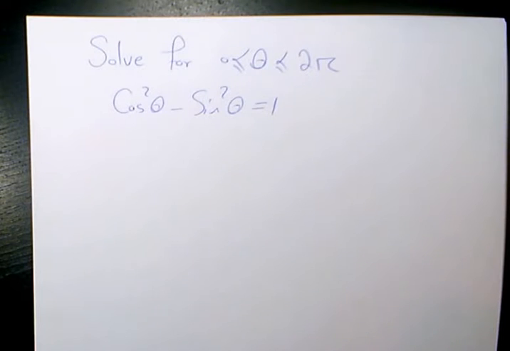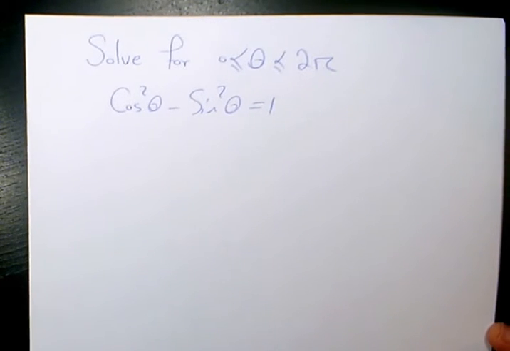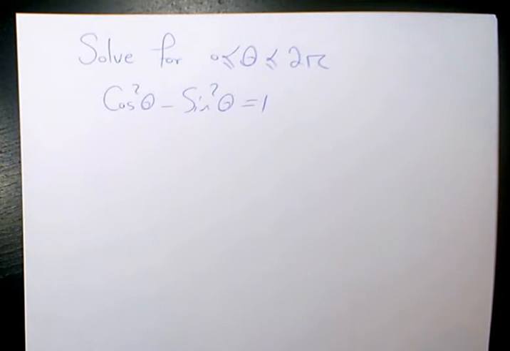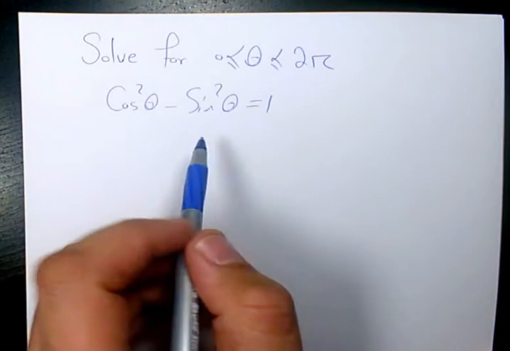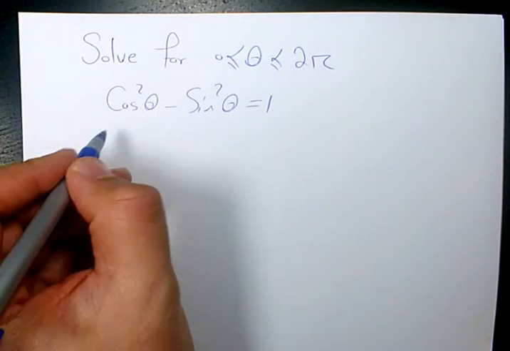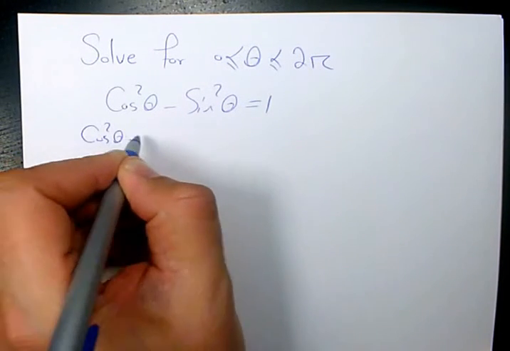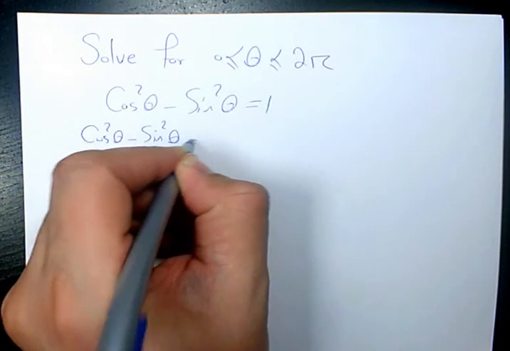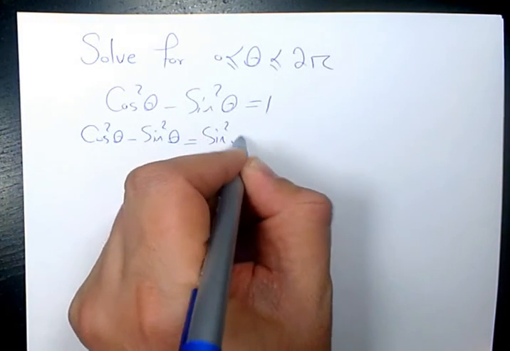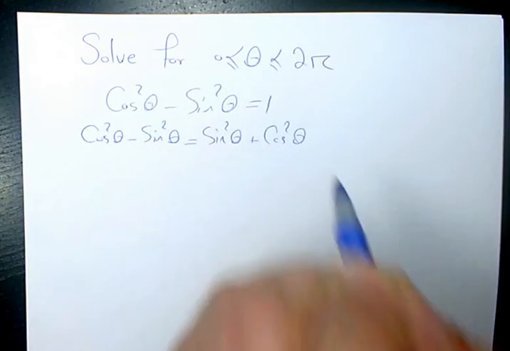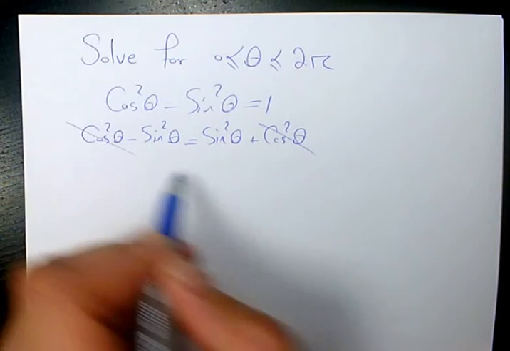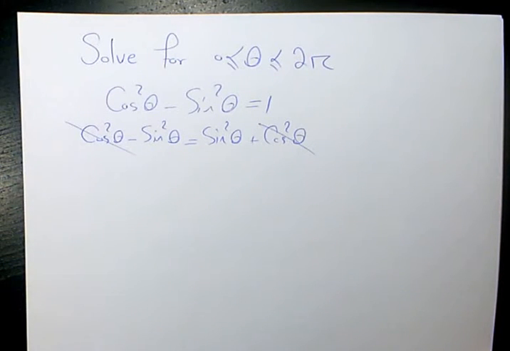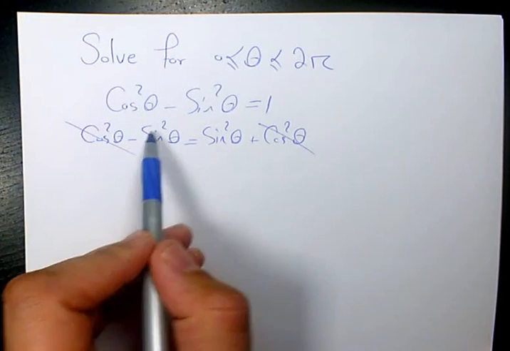In this video I want to solve this trigonometric equation, which is cosine squared theta minus sine squared theta equals 1. So we know sine squared theta plus cosine squared theta equals 1, so I'm going to write it like that. Based on the trig identities, sine squared theta plus cosine squared theta is always equal to 1. And here I can cancel the cosine from both sides of this equation, and I can bring this over to here.